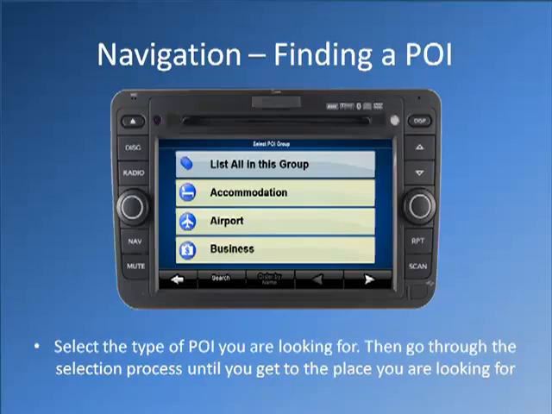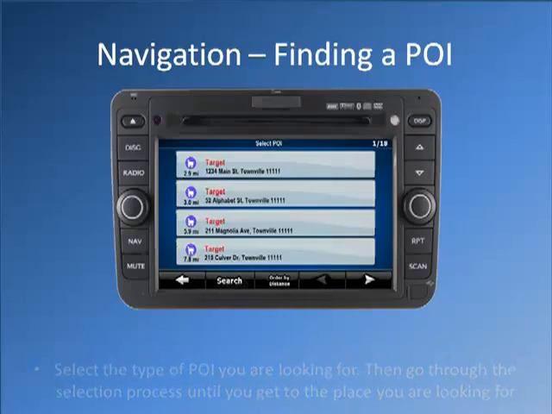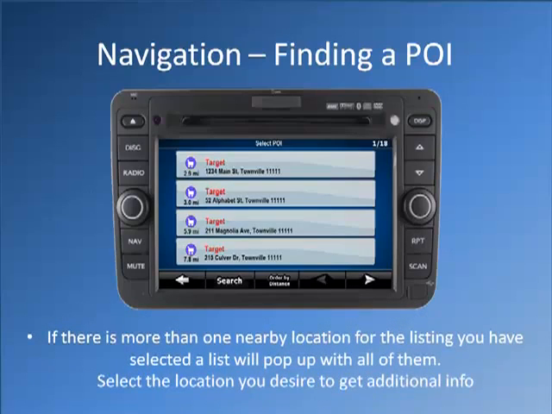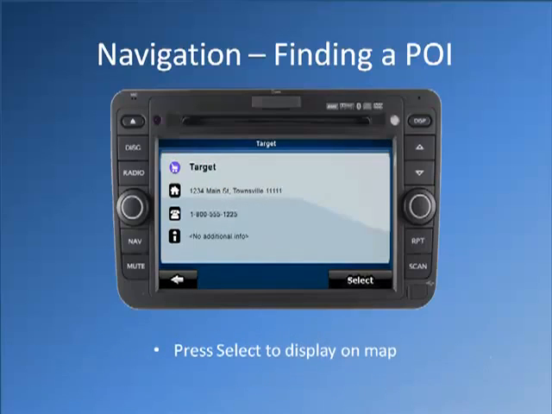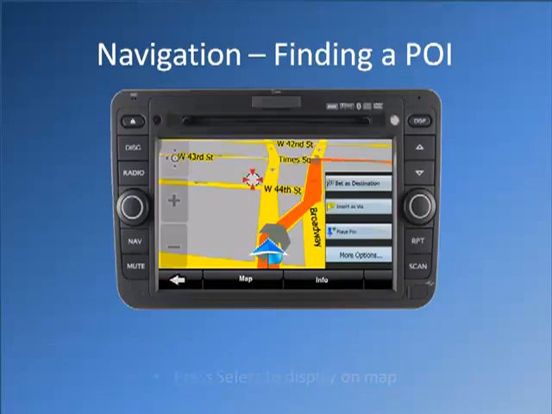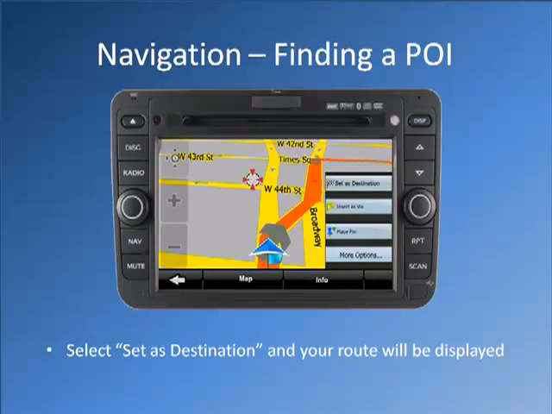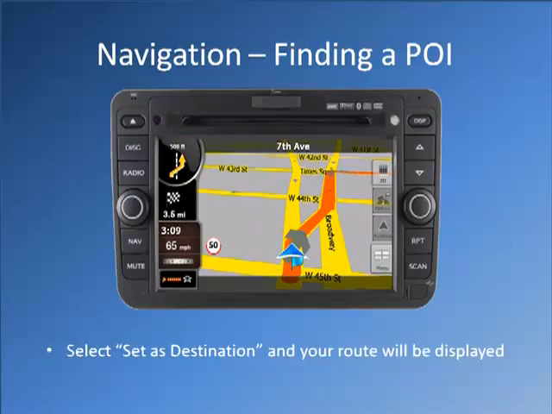Select the type of point of interest you are looking for. Then go through the selection process until you get to the place you are looking for. If there is more than one nearby location for the listing you have selected, a list will pop up with all of them. Select the location you desire to get additional information. Press Select to display on map. Select Set as Destination and your route will be displayed.